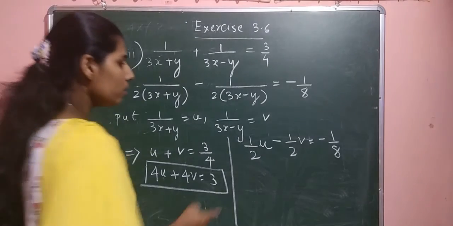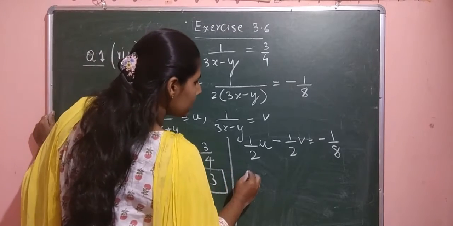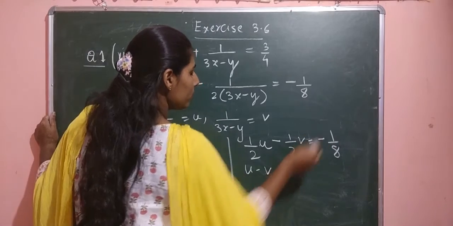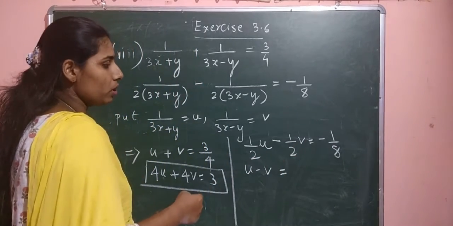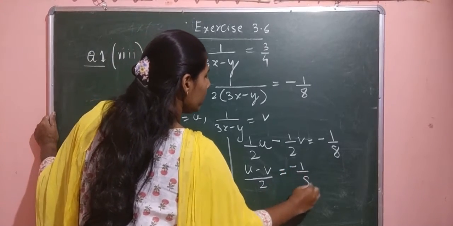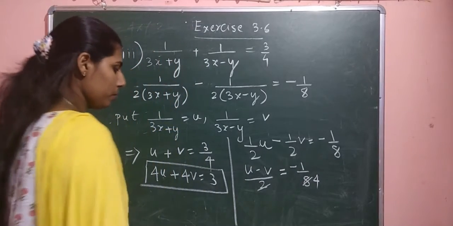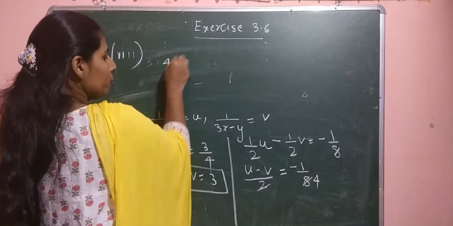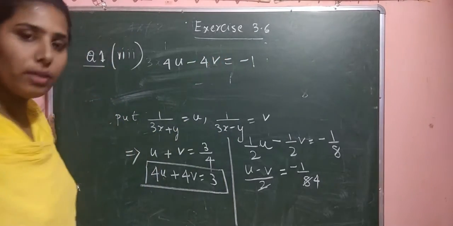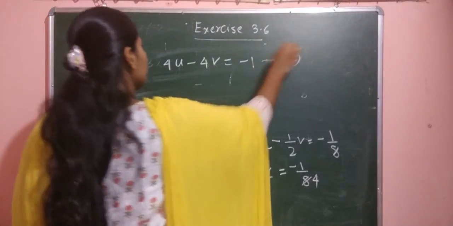Right. So here 1 upon 2 is common. So I will get here u minus v is equal to, this will go that side. Okay. After taking the common denominator, I will be getting upon 2 is equal to minus 1 upon 8. So 2 and this will get cancelled and you will be left with 4u minus 4v is equal to minus 1. Right? Let's solve equation number 1 and this equation number 2.